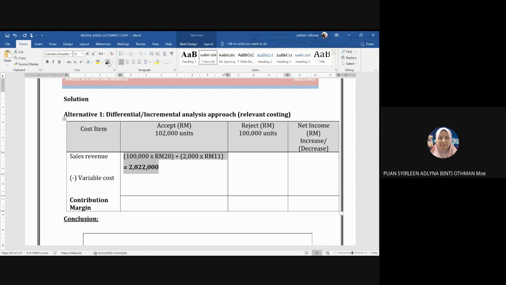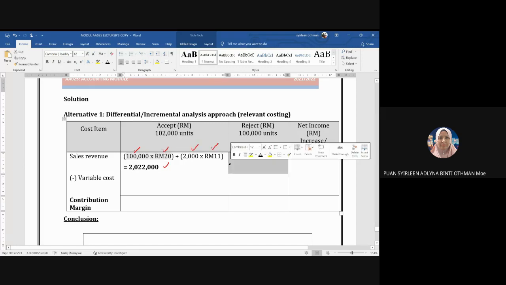Okay, so you have 100,000 which is your normal production capacity, darab RM20, campur, yang ni kalau saya tambah 2,000 unit tadi, tapi pada harga RM11. So my sales revenue, hasil jualan saya ialah 2,022,000. Okay, this is one. Okay, alright. What if I reject? Kalau saya reject, maksudnya saya nak buat yang ni je. So di sini, my calculations will be 100,000 multiply by RM20.